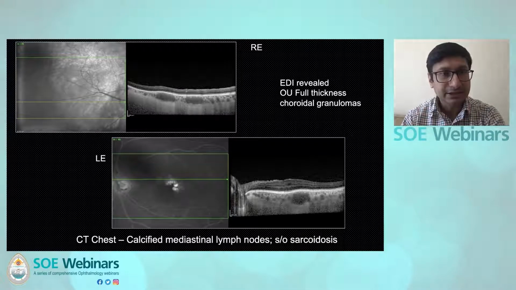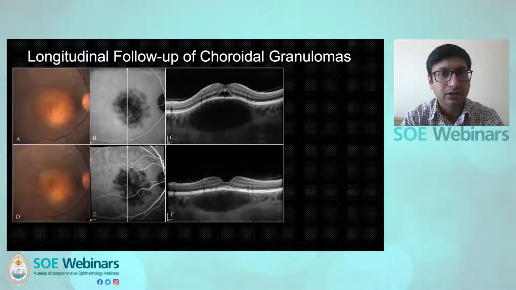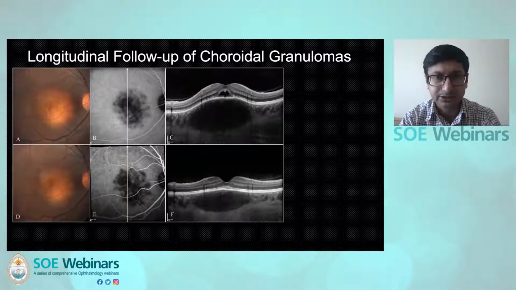So this particular patient illustrated on this slide also had a calcified mediastinal lymph node suggestive of sarcoidosis. And so EDI-OCT makes it very easy for us to follow up these patients longitudinally. You can see in this patient, the panels above A, B, and C are at presentation, where you have a large granuloma.